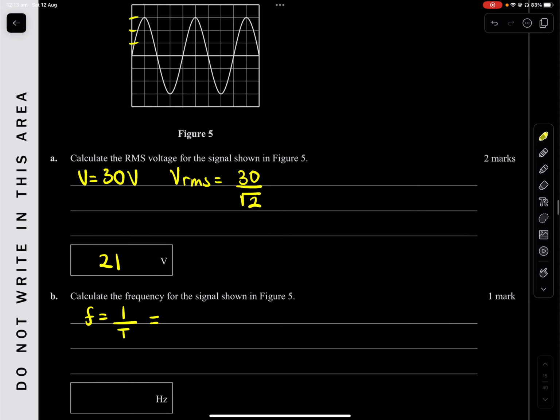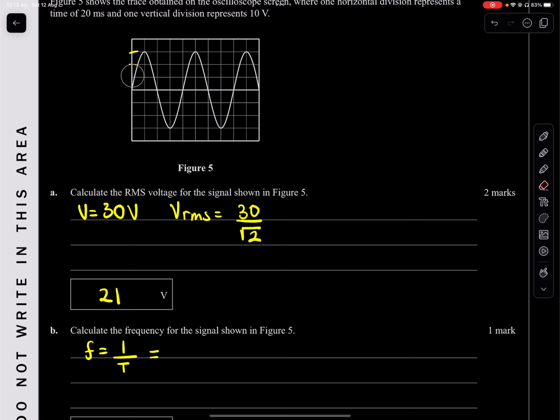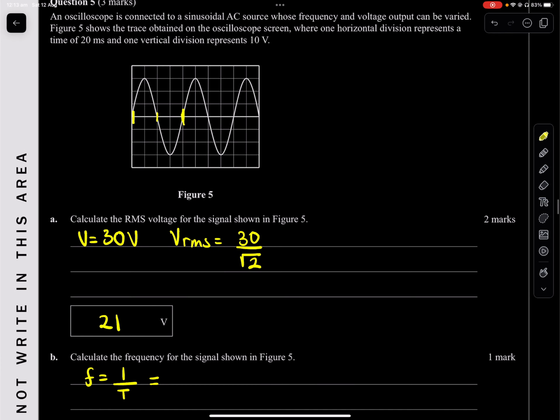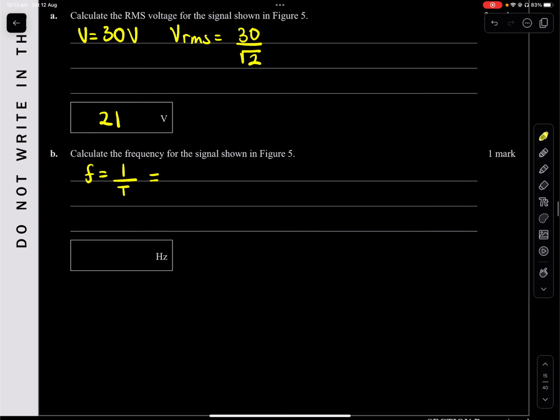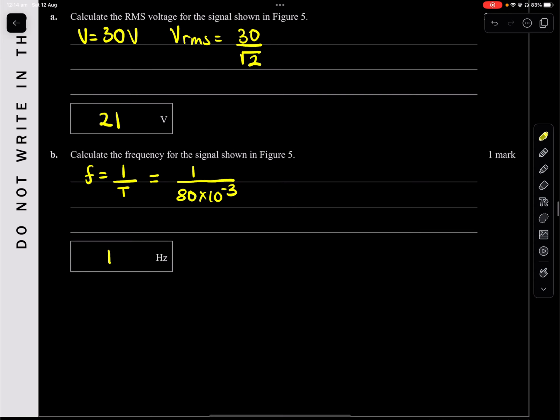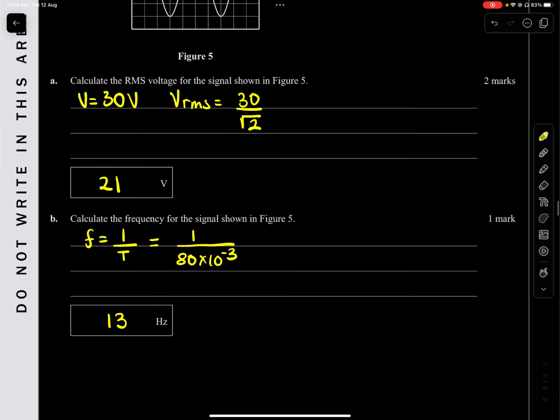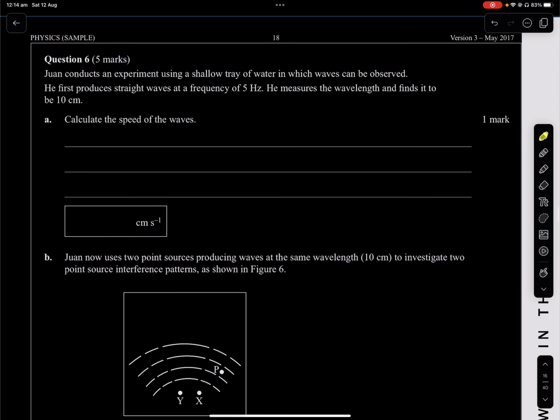So the period for this function is what? Well, a whole cycle is here and here, and there are 4 boxes, so 4 times 20 is 80 milliseconds. So this should be 1 over 80 times 10 to the negative 3, which gives you 12.5 hertz, which is just 13 hertz, to two significant figures.